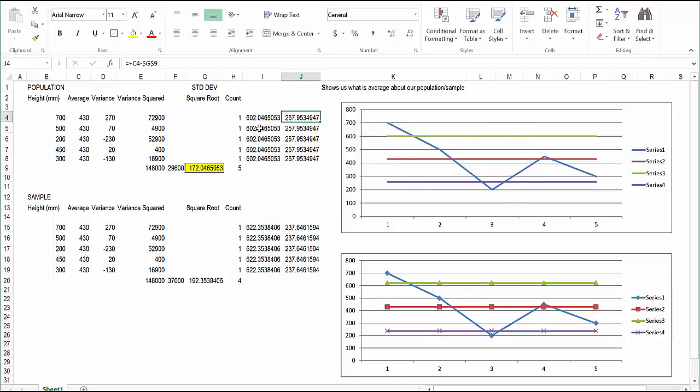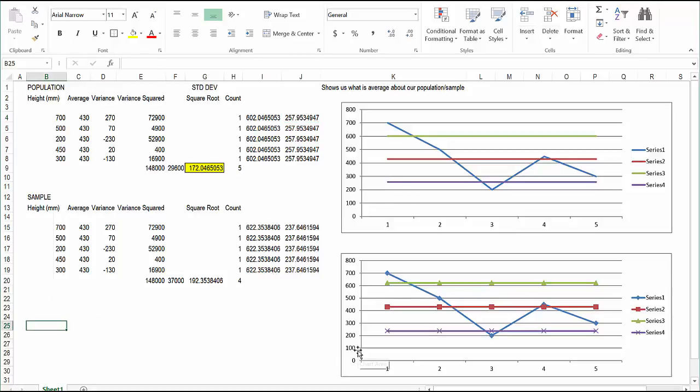But you can think of it this way too: with 1 standard deviation, the height we can predict to be between 257.95 millimeters and 602.05 millimeters. So that's the prediction we can make within 1 standard deviation.